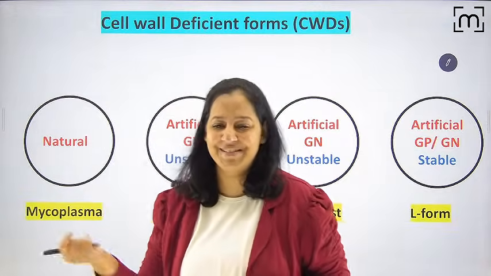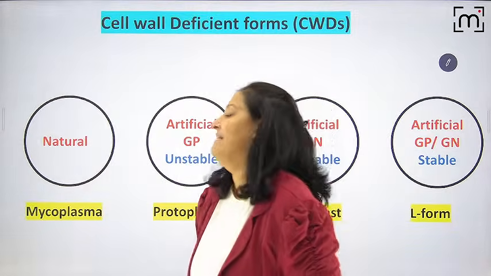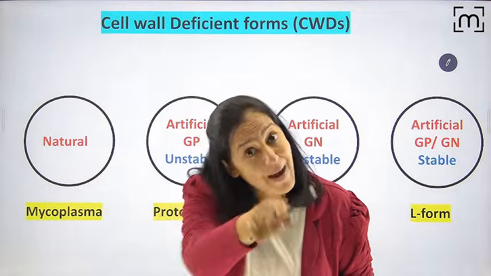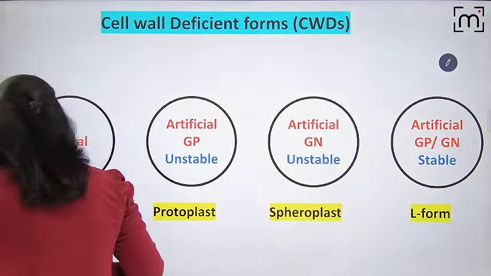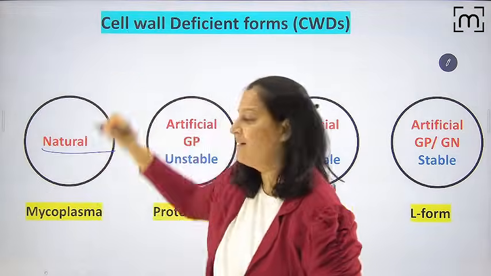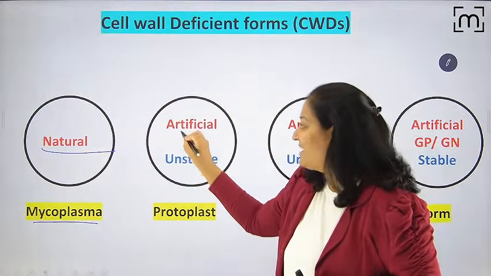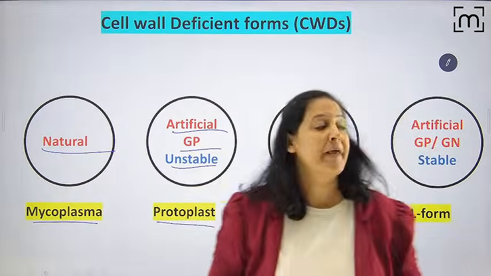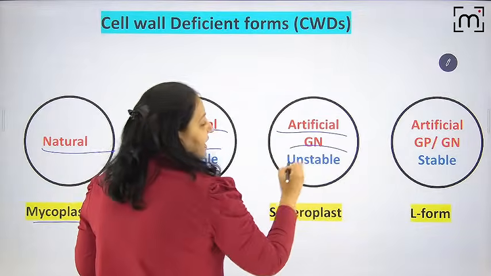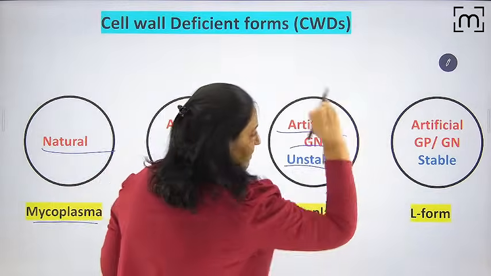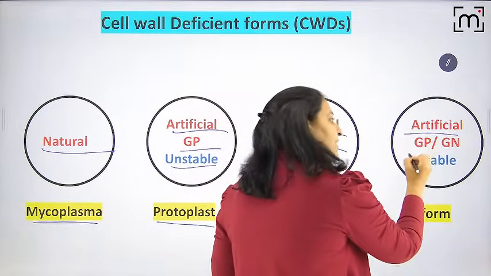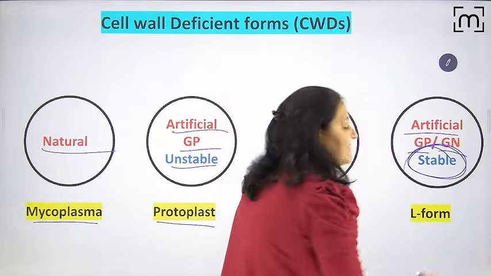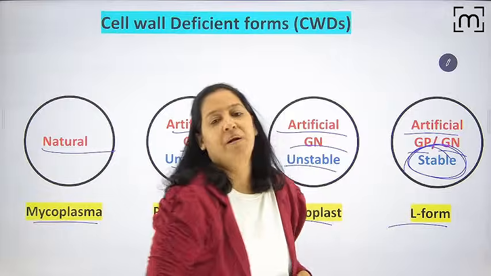Got it? So see the 4 questions, 4 answers, and mind it. Please mind it. Okay. So you can see the natural CWD: answer is mycoplasma. The artificial gram-positive unstable CWD: answer is protoplast. The artificial gram-negative unstable CWD: answer is spheroplast. And the artificial, maybe gram-positive, maybe gram-negative, but the point is stable CWD: answer is L form. Please learn it.